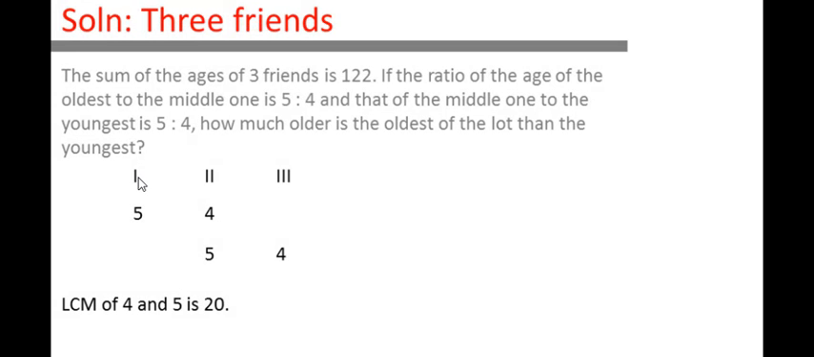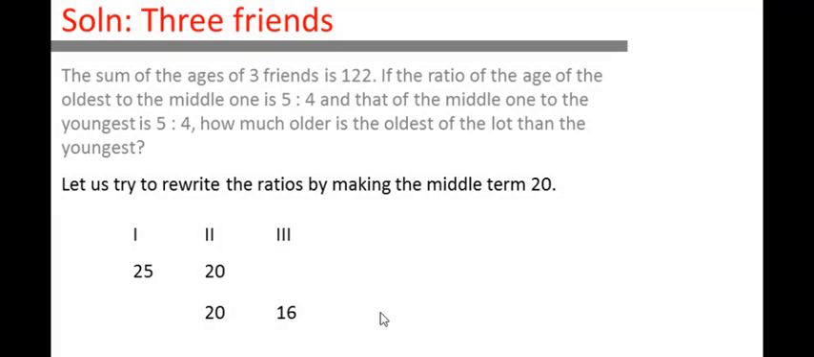So I have taken first, second and third friend. The first to second ratio is given as 5 is to 4, and the second to third ratio is given as 5 is to 4. So I will be taking the LCM of 4 and 5, that is 20. And then I will multiply this 5 into this 5. So 5 into 5, 25, and this 5 into this 4, 20. Again this 4 into 5 is 20, and this 4 into 4 is 16. So I can compute this value in the next table.